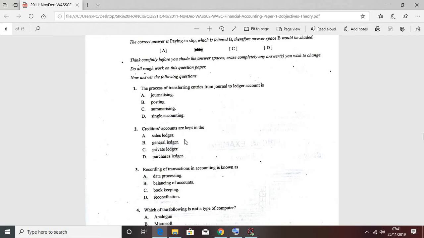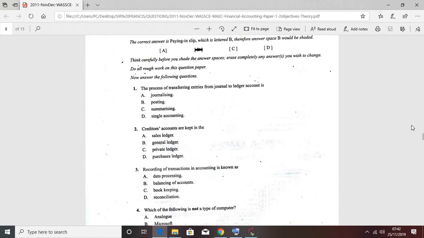Question number 2. Creditors' accounts are kept in the... So let's see, what are creditors? Creditors are the people that we buy goods on credit from. They are the people that give us goods on credit. And when we buy something from outsiders, the creditors, we have to keep the records of individual creditors in our books.